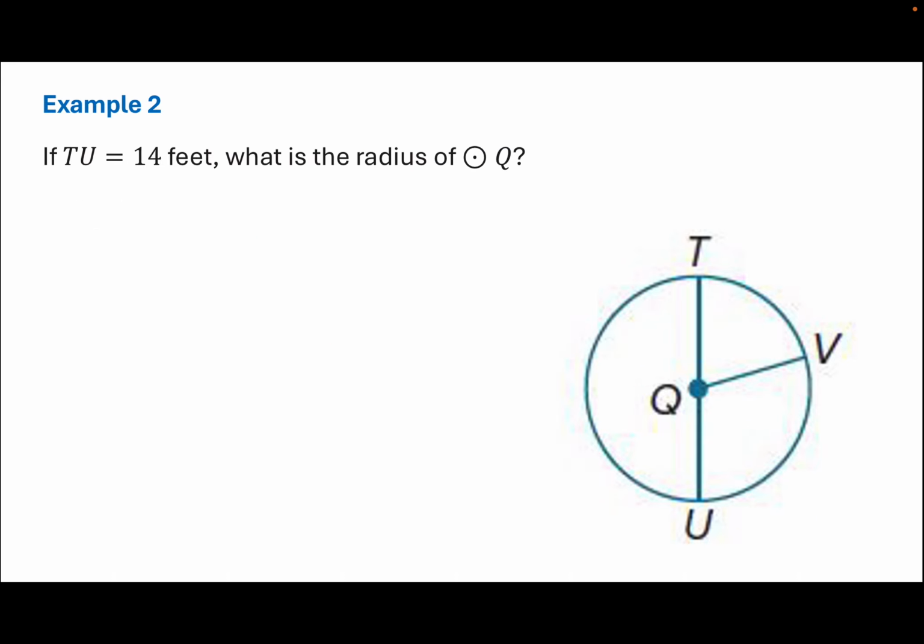All right, on your notes sheet, look at example 2. If they tell us that the distance between T and U, there's no symbol on top, so the distance between T and U is 14 feet. If this whole distance is 14 feet, what would be the radius of Q? So if I want to find the radius, I will take the diameter and divide it by 2 and get 7.